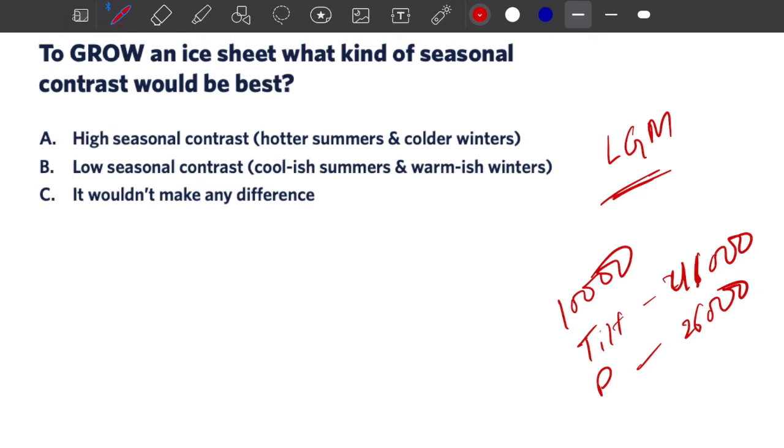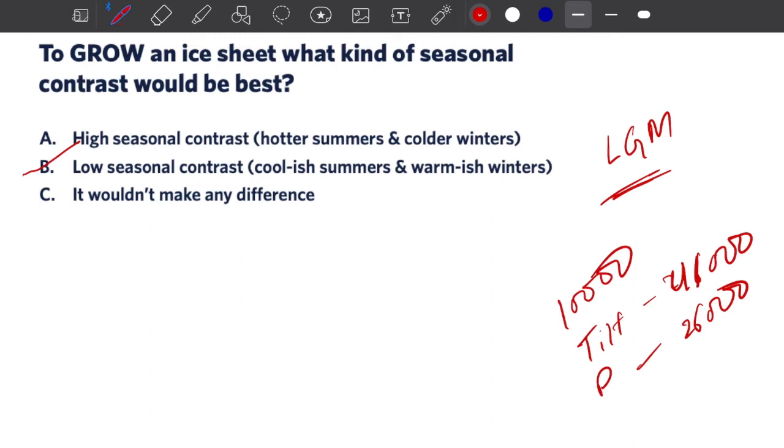So give me the answer, which is correct, A, B or C? In the comment section, give me right now. Okay, so I will discuss. The correct answer is B. Low seasonal contrast is required for an ice sheet. Now I will tell you why.